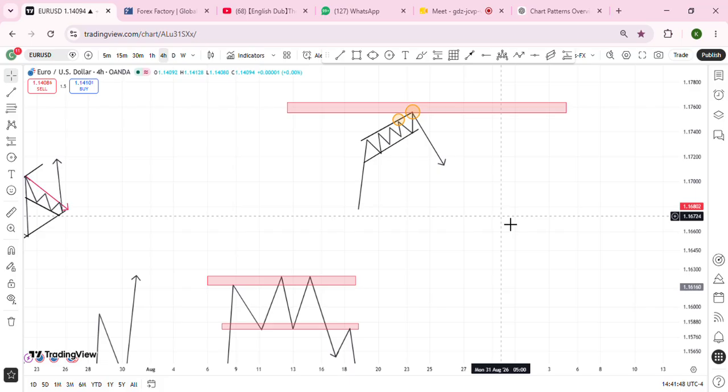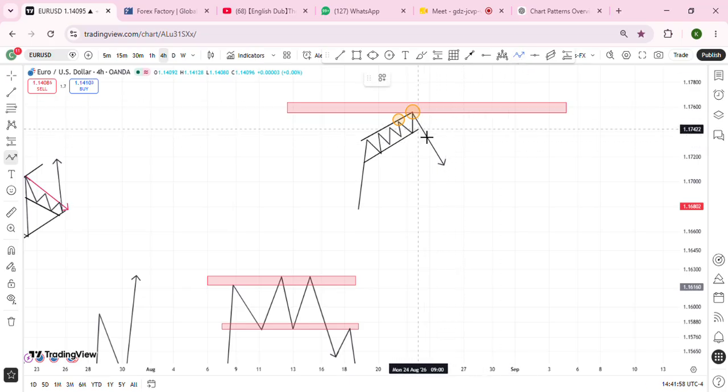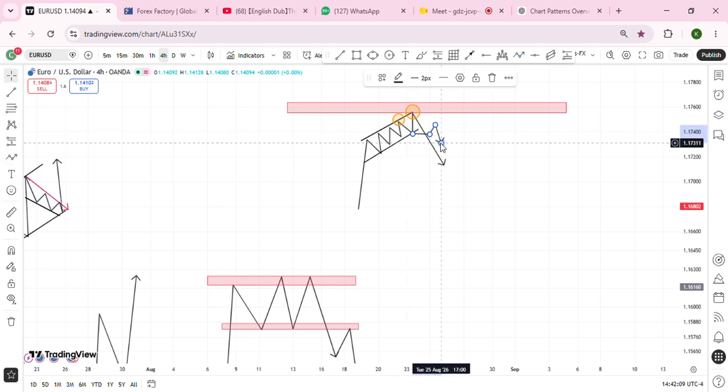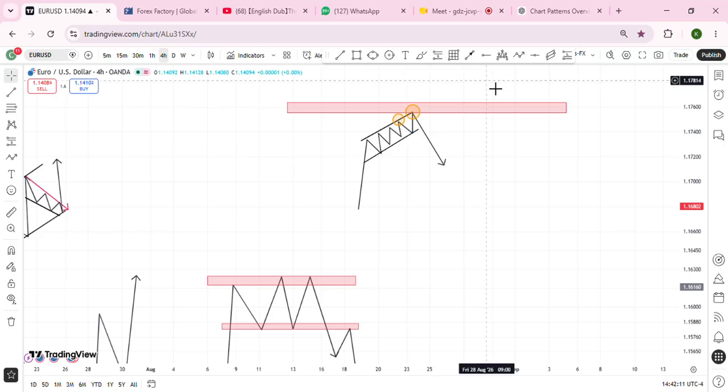Before you take any trade, make sure you have at least three confirmations. And if the market comes back after the breakout of this low, after the market goes below this low, if the market goes back a little bit, we will have the fourth confirmation as what? Break and retest. So make sure you have enough confirmations.